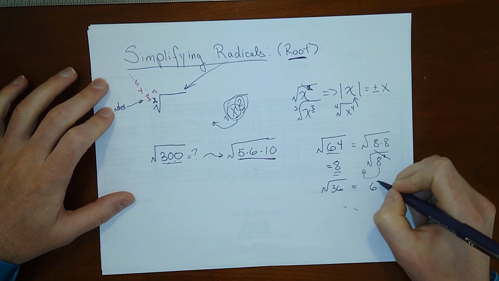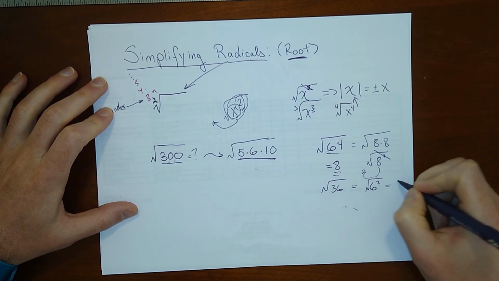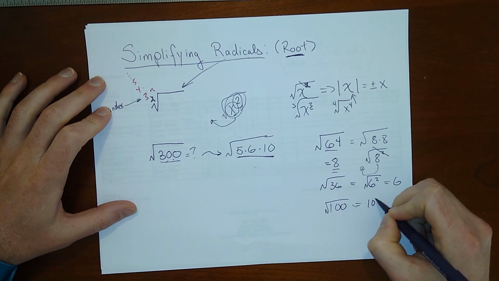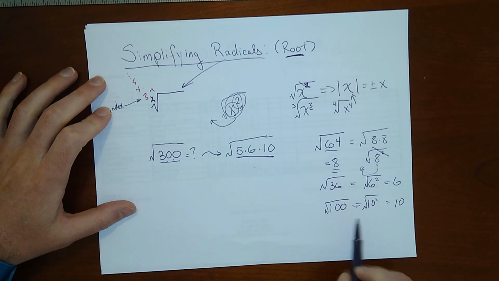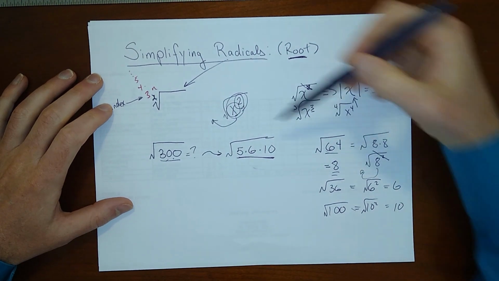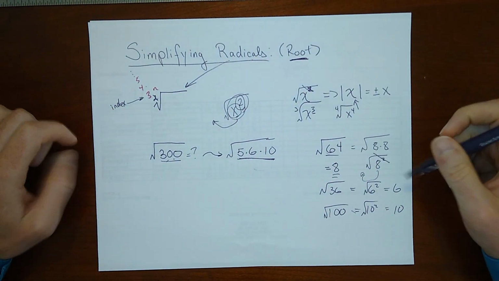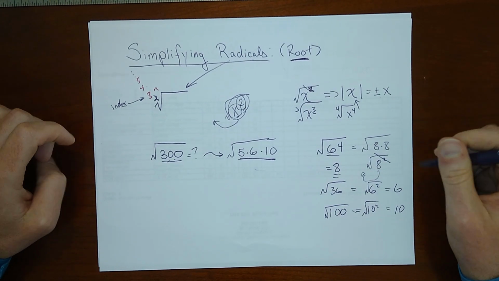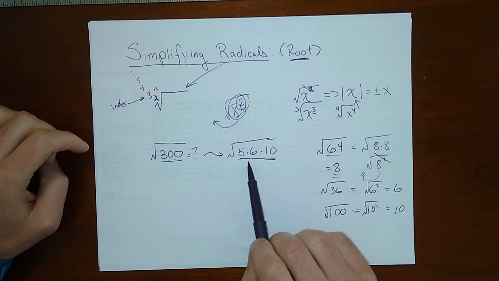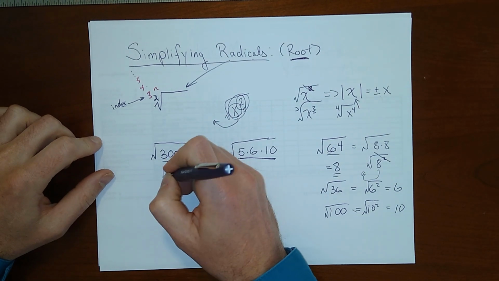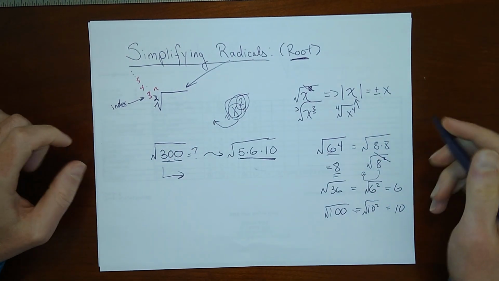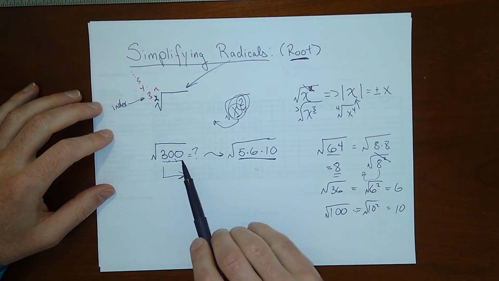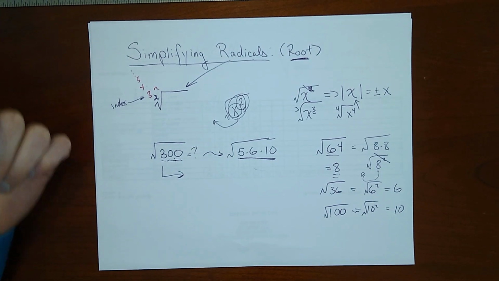We recognize that 36 is 6 squared, 100 is 10 squared. But this is not different than this. This is not an exception to the rule that we already explained. This squaring is the only way in or out of this radical. So if I can break this into factors that are perfect squares, that will be more helpful. So are there any factors of 300 which are already perfect squares? Well, I can think about my perfect squares.